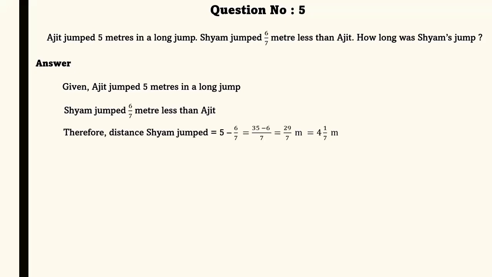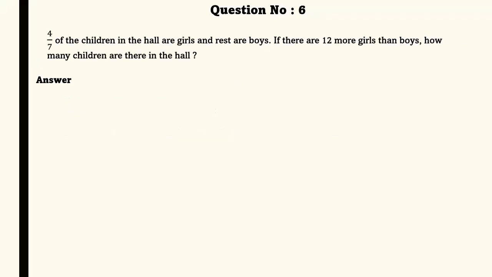Therefore, Sham jumped 5 minus 6 by 7, which is equal to 4 1 by 7 meters. Question number 6. 4 by 7 of the children in a hall are girls and the rest are boys. If there are 12 more girls than boys, how many children are there in the hall?